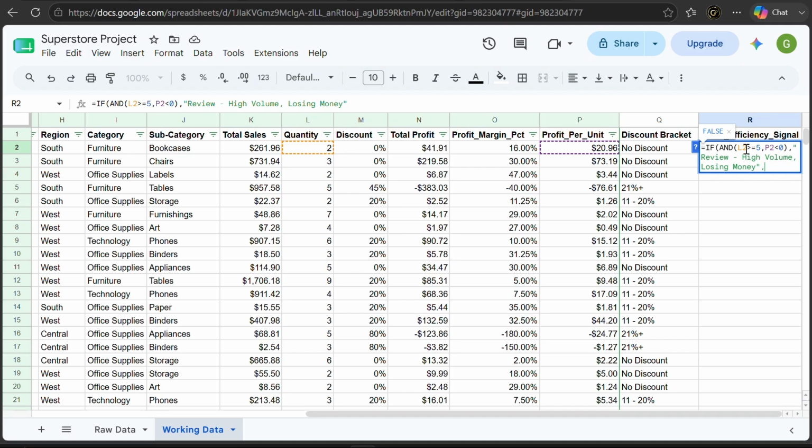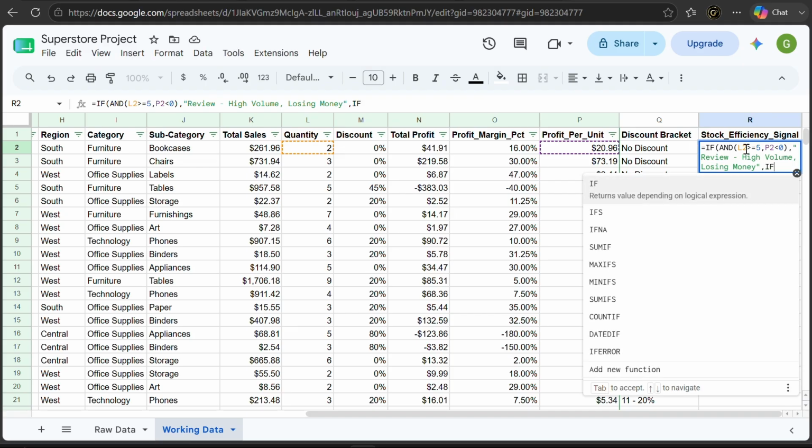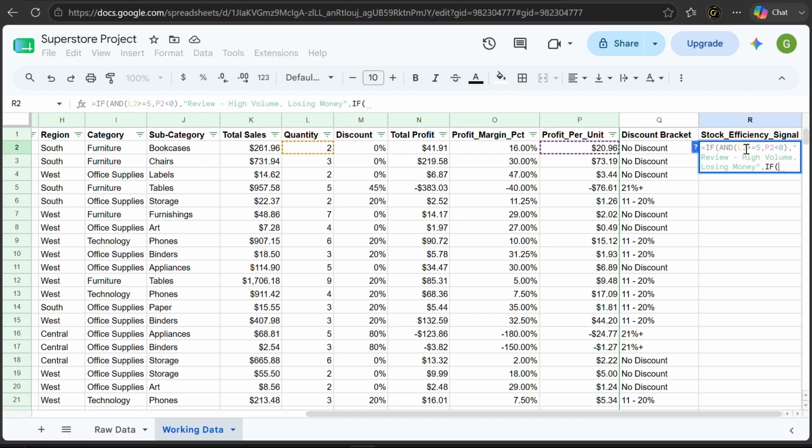Right, now the next case is, if I have just the profit less than 0, all I want to say is that this is just losing money. That's P2 is less than 0, right? I would just say loss making. Let's just say you are just making losses. Now I'm not considering quantity, because it's possible that even if you are making losses, the quantity sold might not be really high.